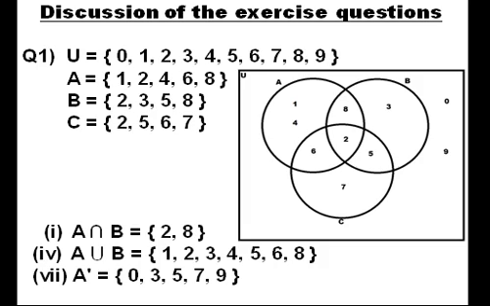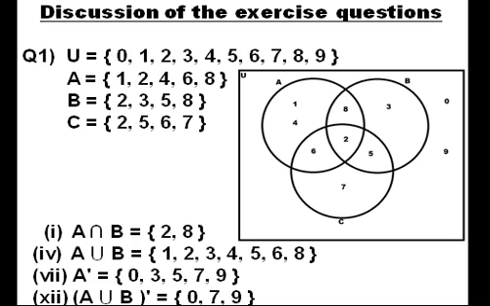The seventh part, to find the complement of A, that means everything which is outside the circle of A. That means whatever is there in the circle of A will not be included as the answer. So rest everything will be written. So the answer is 0, 3, 5, 7, 9.